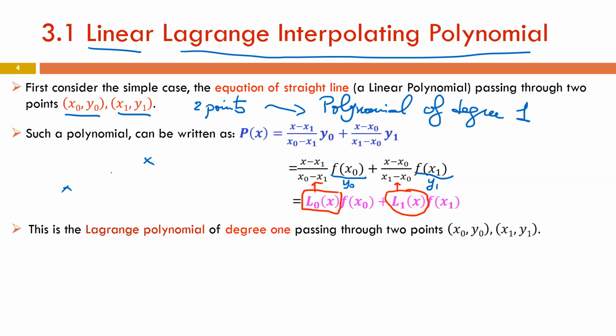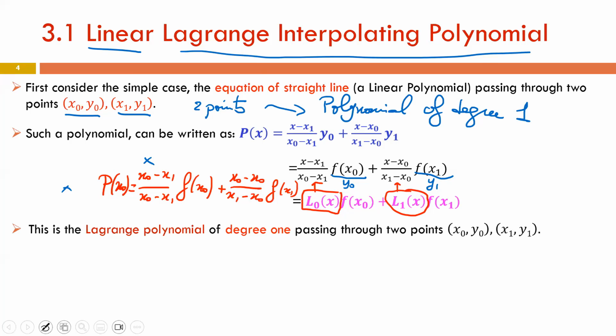Doing so, we can calculate P of x0, for example. If we replace x by x0, we'll have x0 minus x1 over x0 minus x1 times f of x0, plus, replacing x by x0, the second term times f of x1. This quantity equals 1, same numerator, same denominator, so we get f of x0. And x0 minus x0 is 0, so this term vanishes. We see that the values of P and F match at the point x0.